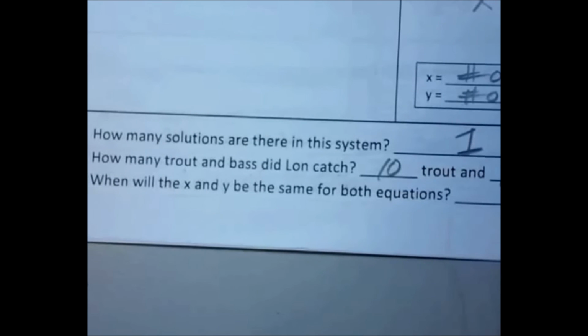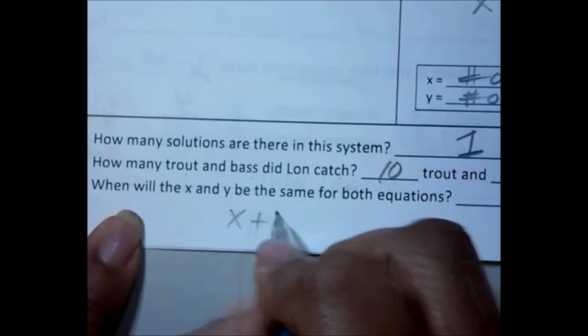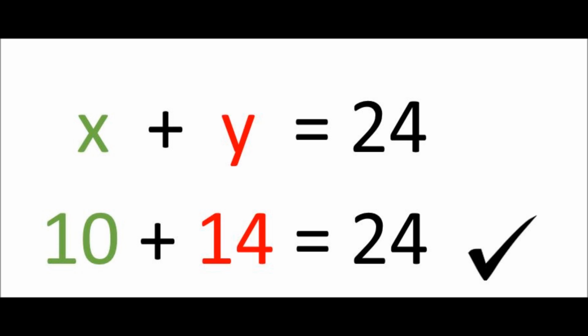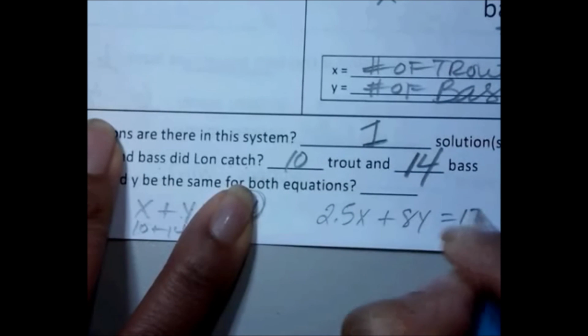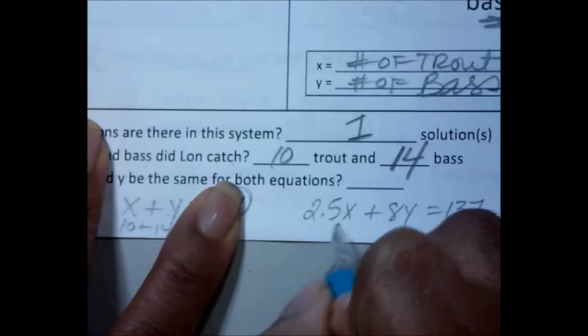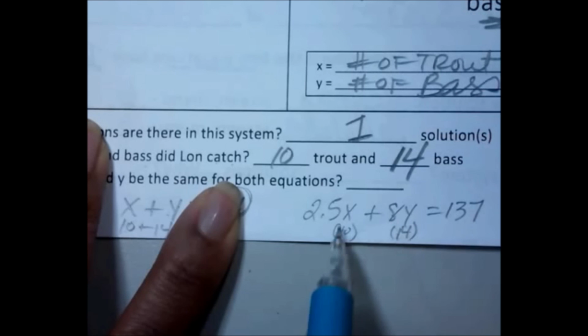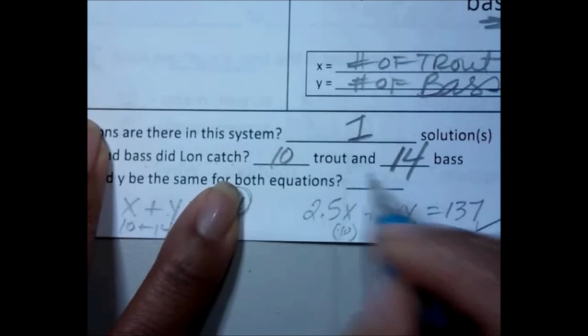So the last question says, when will X and Y be the same for both equations? Well, that means if I take X and Y and I plug them in here, that also means that if it works for that one, it has to work for this one. So if I plug in 10 and then I plug in 14, I multiply this to 8, multiply that to 2.5, will it give me 137? Yes, it does. So when will the X and the Y be the same?